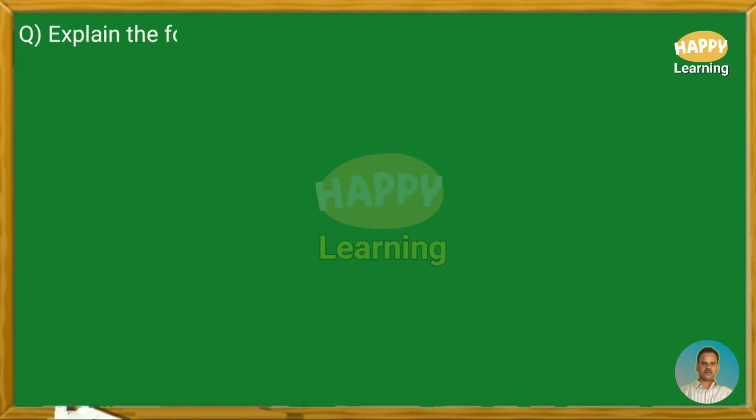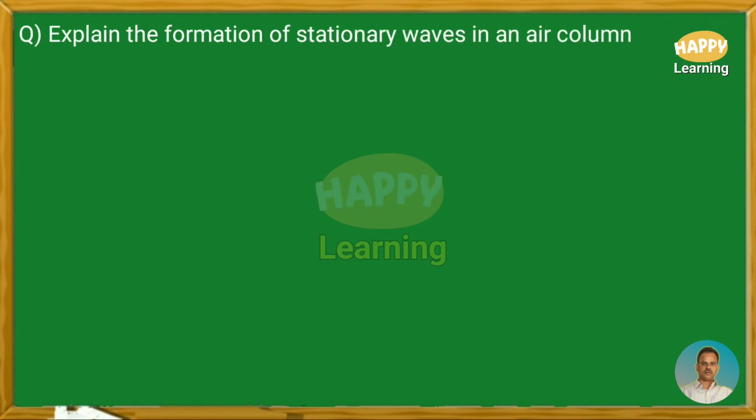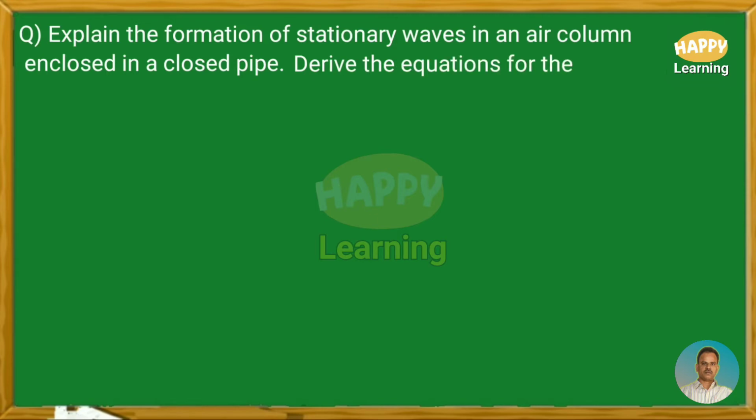Explain the formation of stationary waves in an air column enclosed in a closed pipe. Derive the equations for the frequencies of the harmonics produced.